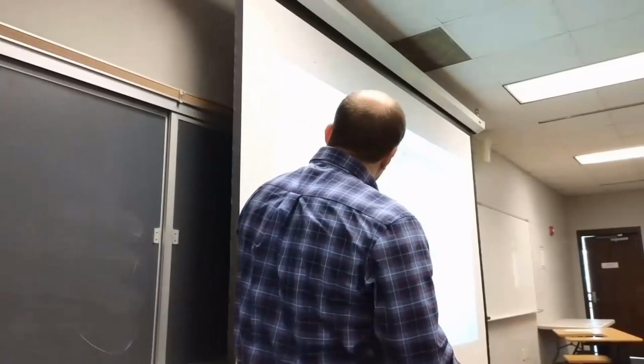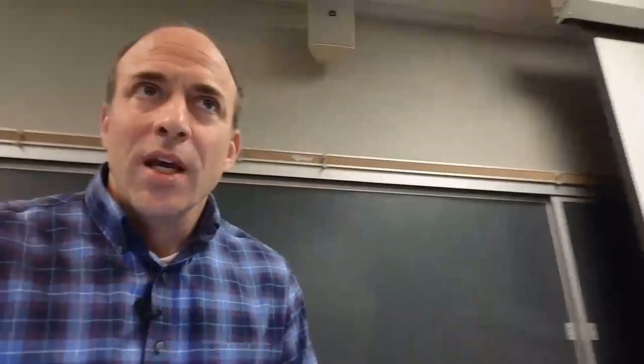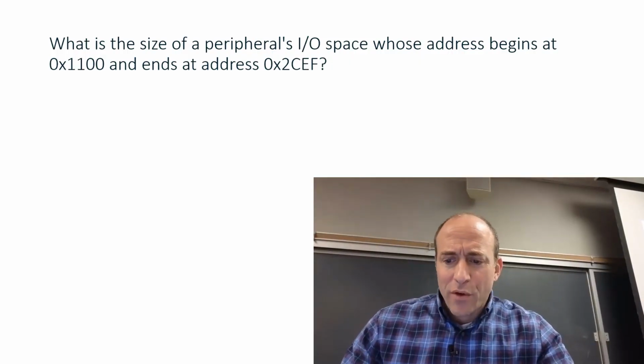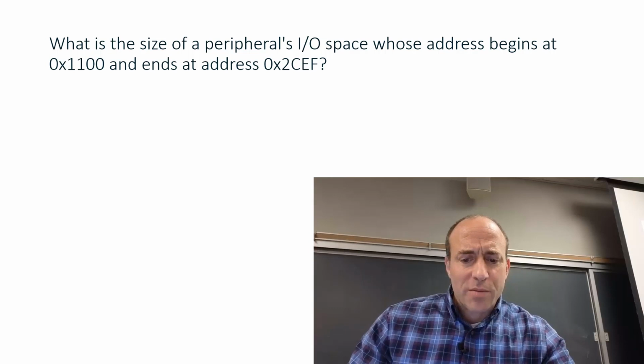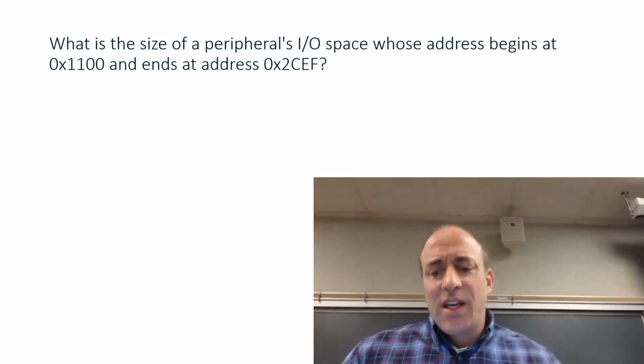So I'm going to start out with a review of the quiz from last time. I took a look at the scores. Looks like everyone did well on it. The first question was, what's the size of a peripheral's I/O space whose address begins at 1100 in hex and ends at 2CEF in hex?